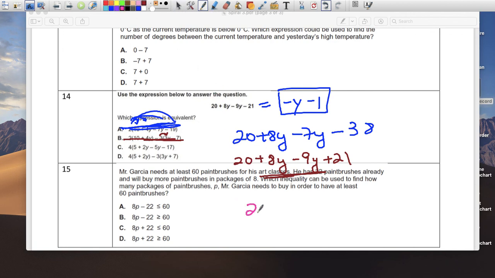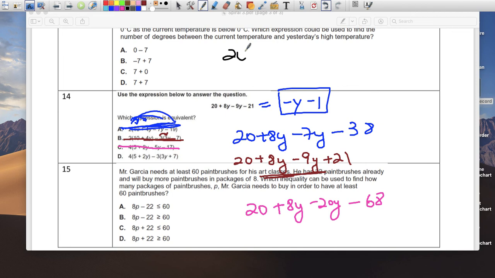C. 4 times 5 is 20, plus 8y minus 20y minus, and 4 times 17 is 68. So again, if I combine like terms, would that give me negative y minus 1? This obviously does not. So C is also gone. So just by default, the one that we want is D. And I will just do D, just because I'm curious myself.